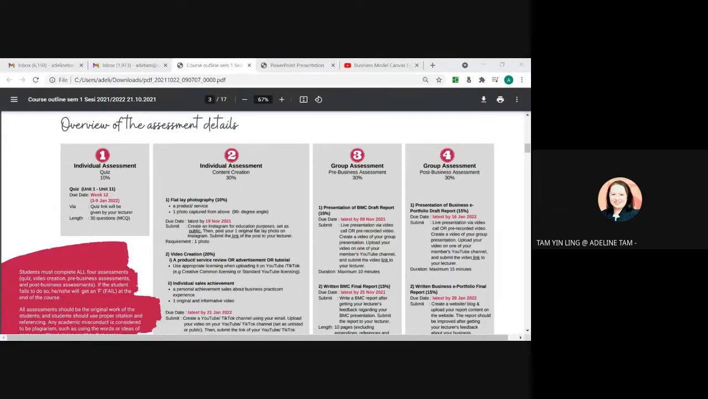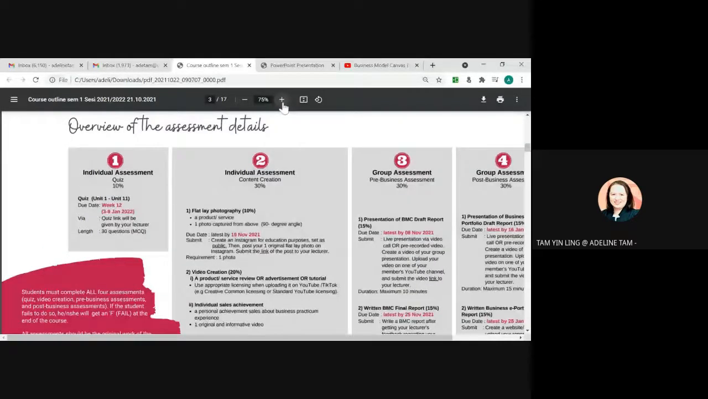Let us begin now. So for today, before I continue with the chapter, unit four is about the BMC, Business Model Canvas. Let's look at the assessment details, because I remember the first week I didn't explain it in very much detail. So today we refer back to the course outline for the assessment detail before we continue.